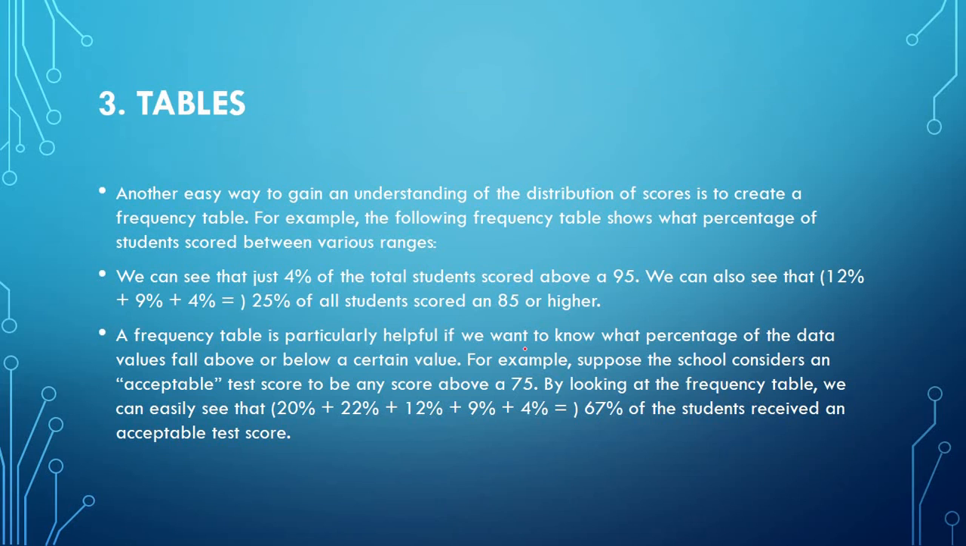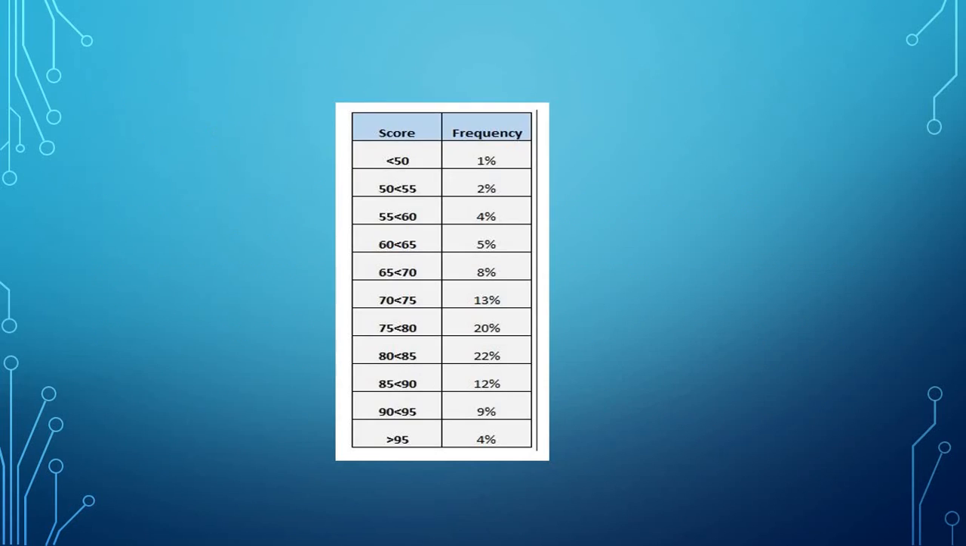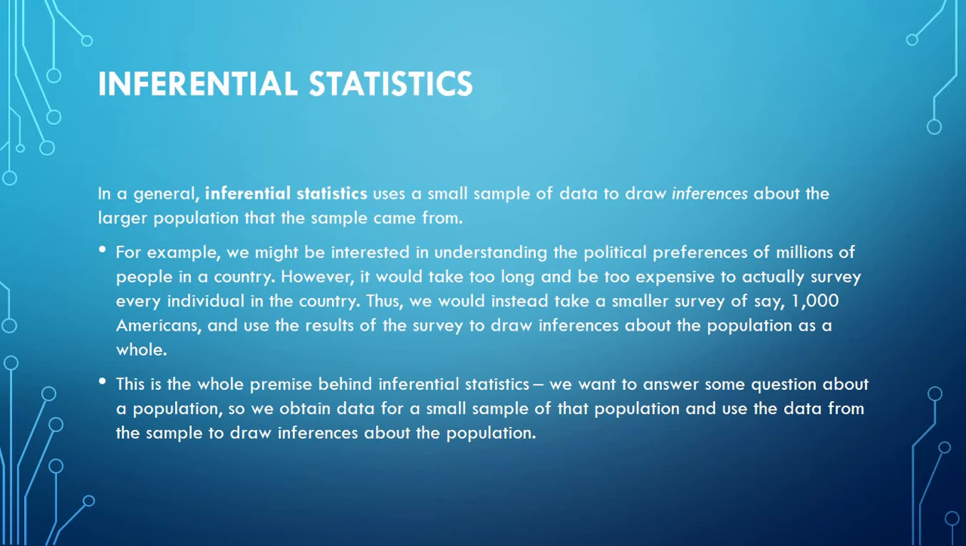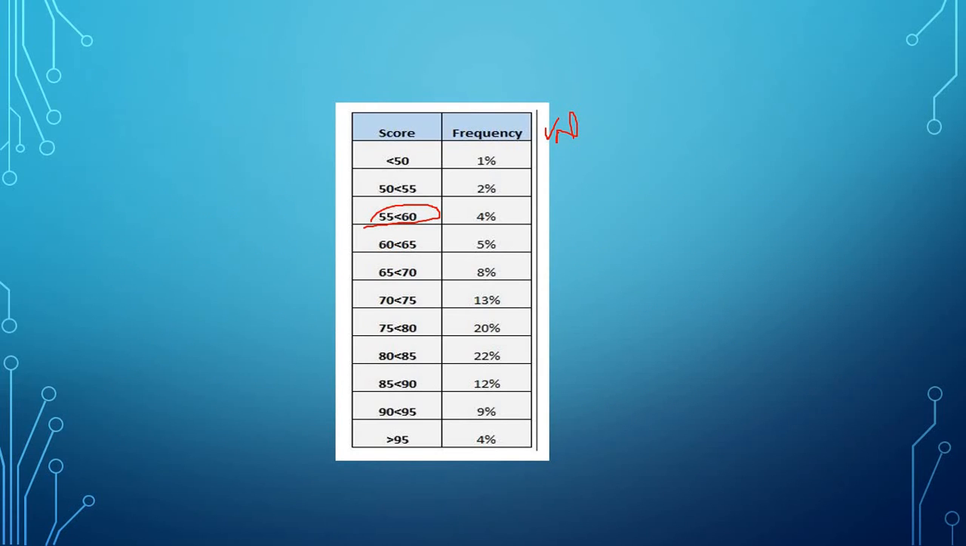Now see the tables. From the tables you can find this just like the histogram. You can find what percentage of values there are, and you can find the values also. You can say how many people are in this range, in this class interval. Okay, till now we discussed descriptive statistics. If you have any query in descriptive statistics, you can comment.